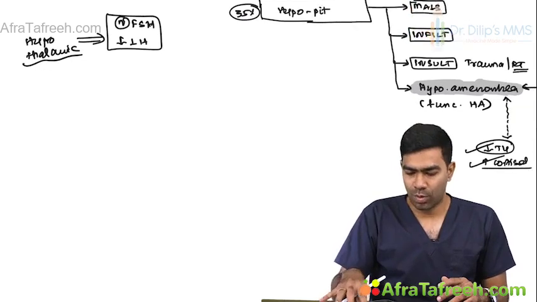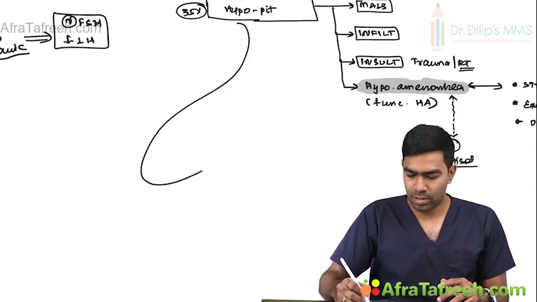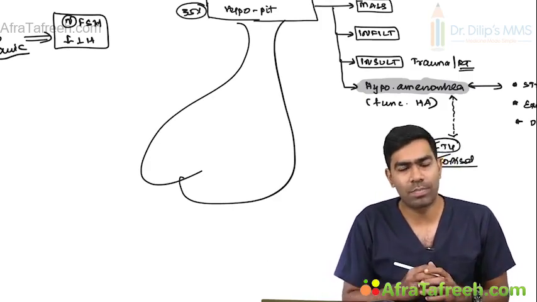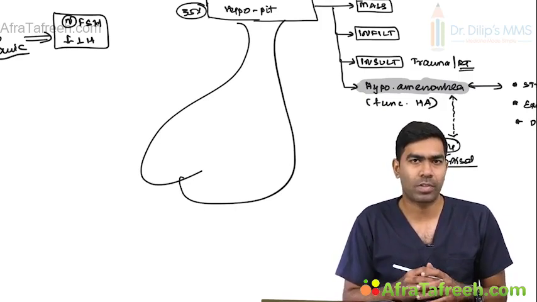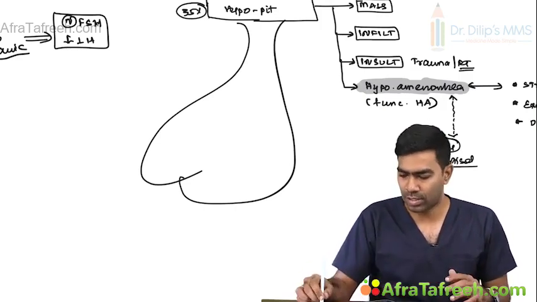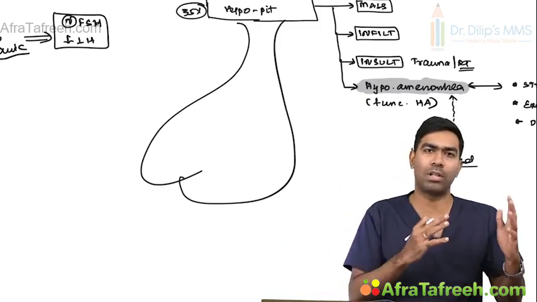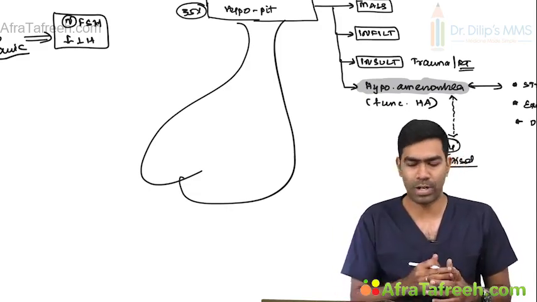Clear? So now let us move on to the pituitary. There are a lot of pituitary causes. Amongst the pituitary causes, the most important being the radiotherapy. So that's what we are going to consider, because radiotherapy can affect the pituitary as well as the hypothalamus, even though the hypothalamus is more radiosensitive compared to the pituitary.